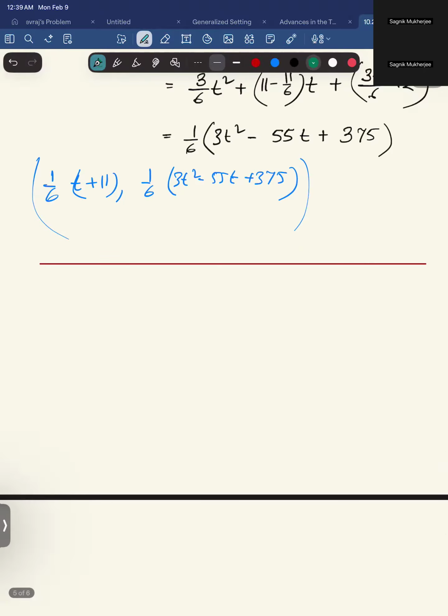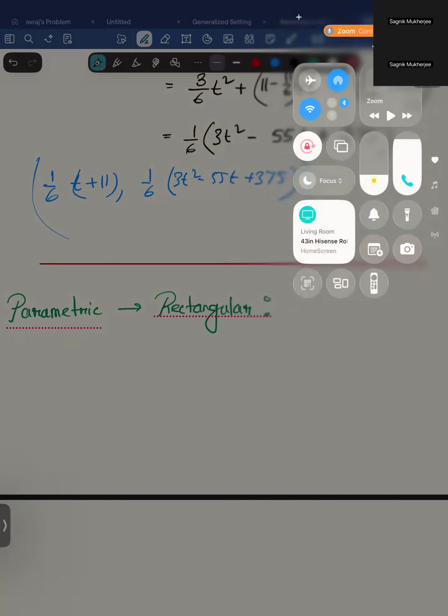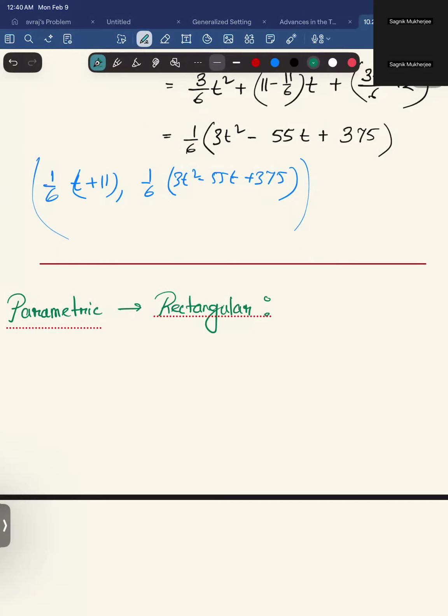So, parametric to rectangular. Let me find an example. Yeah, let's work with this.